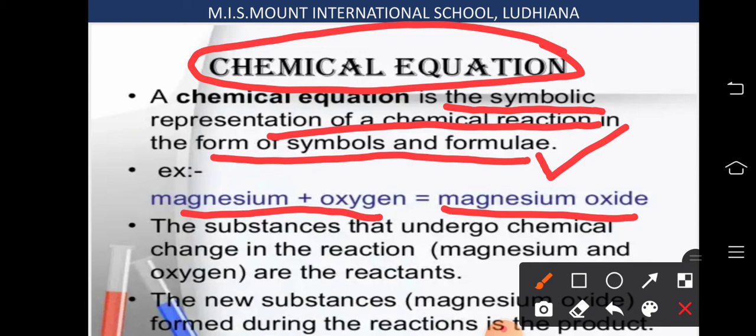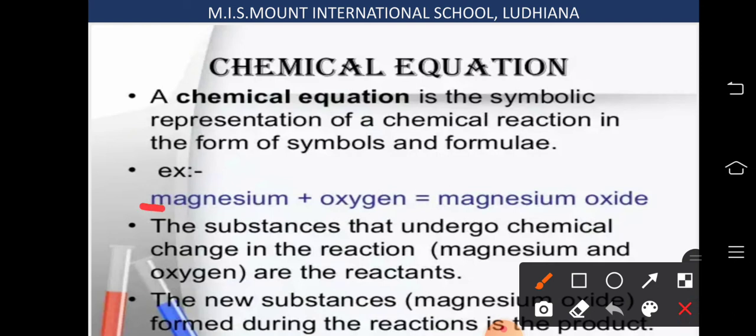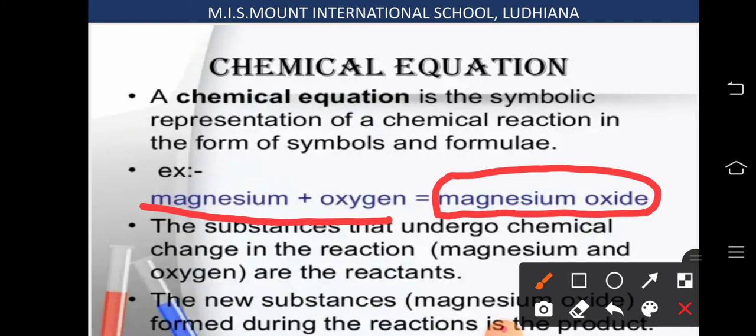Okay students. The substances that undergo chemical change in a reaction are reactants. The substances which react to form the product, which are present on the left side, are known as reactants, and those which are found on the other side are known as products. So the new substance that is formed is the product and the substances which react are reactants.